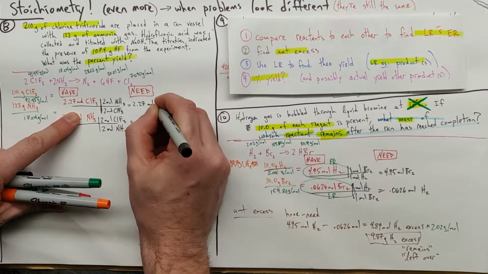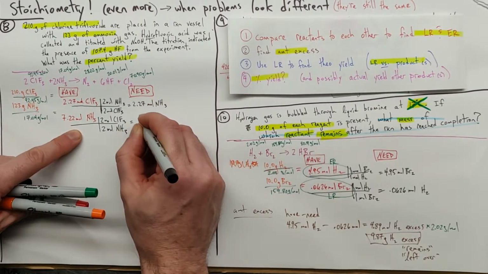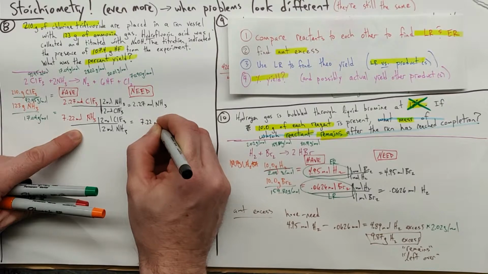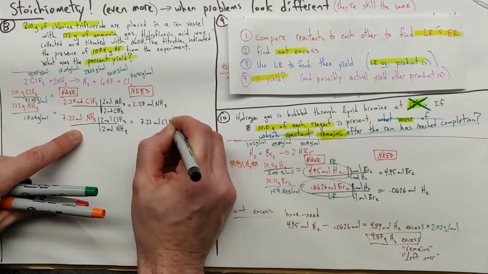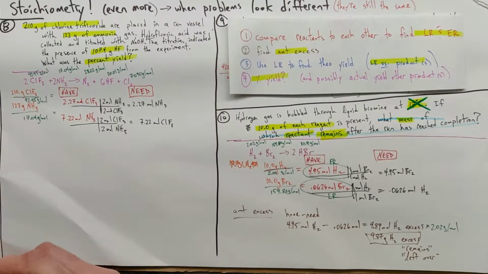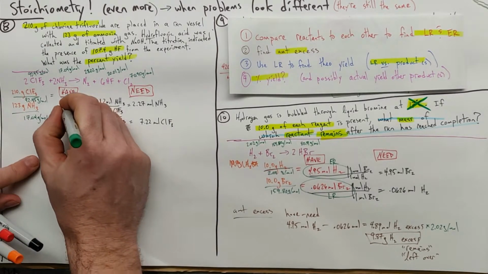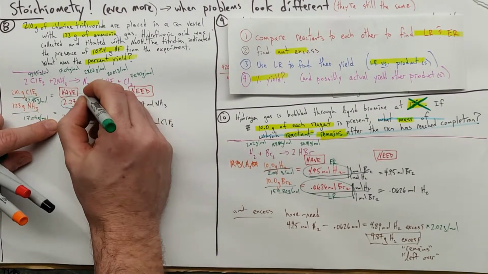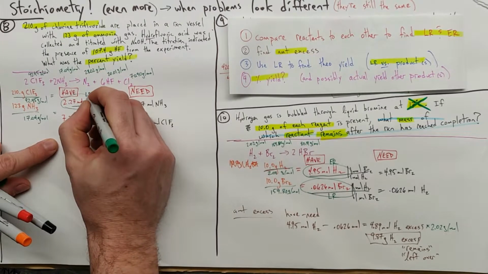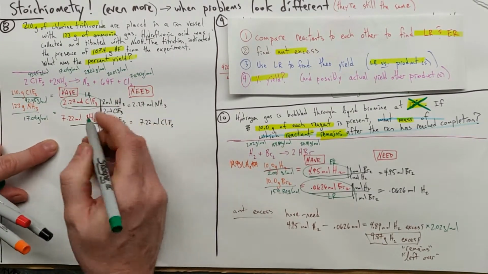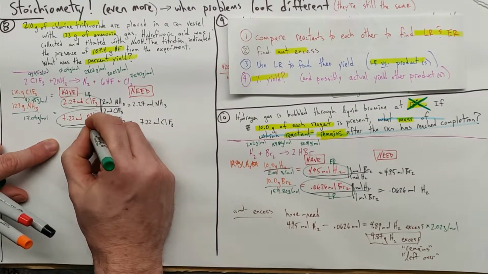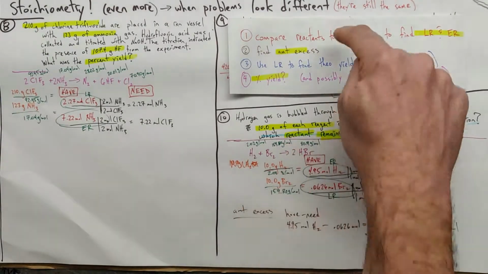2.27 moles of ClF3 and 7.22 moles of NH3. We've identified our limiting reactant and our excess reactant. Have 2, need 7. Don't have enough. That's our limiting reactant. Have 7, need 2. We've got way too much. That's our excess reactant. Yeah? And so we've done this step.